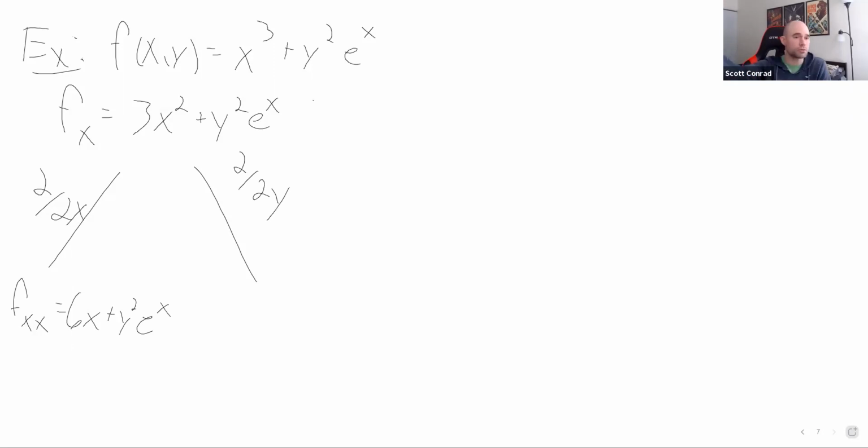So if we take the partial of f sub x with respect to y, we get f sub xy. So 3x squared, or treating x as a constant, differentiating with respect to y. So 3x squared becomes 0. Y squared e to the x becomes 2y e to the x. So then let's calculate the others.